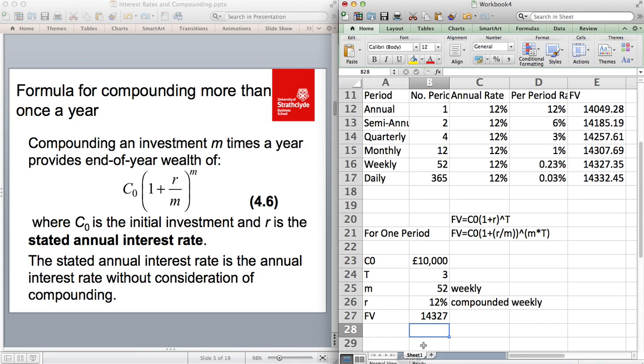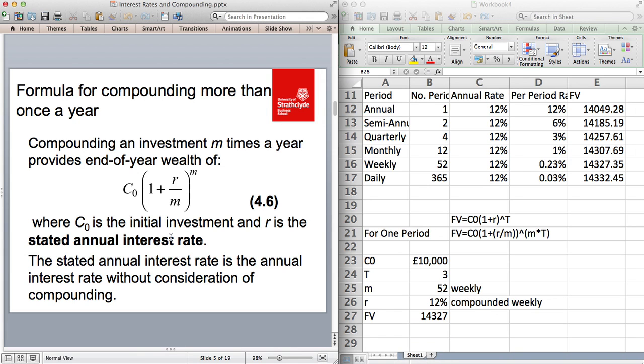14,327, that's what you see there. Okay, so that's what this slide's about. It's equation 4.6 in the book, and if you want to read more into that, if you want to get a bit of background reading, then just go straight to the text.